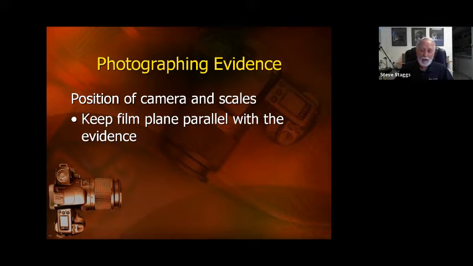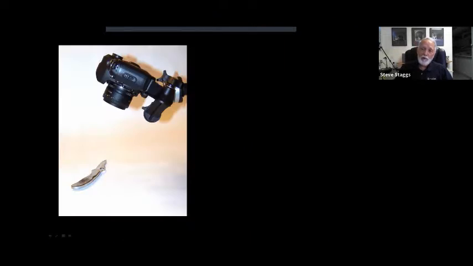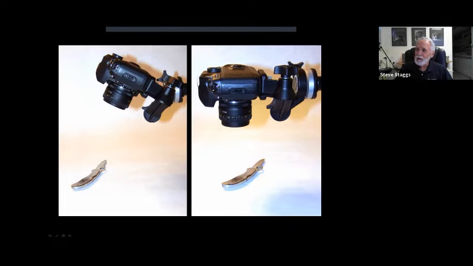So positioning the camera, we keep our film plane parallel. So on this photograph, we see that the film plane, which is right here, is not parallel with our evidence, which is the fingerprint on the handle of this knife. So to fix that, we need to position the camera so that the film plane is parallel with our evidence.